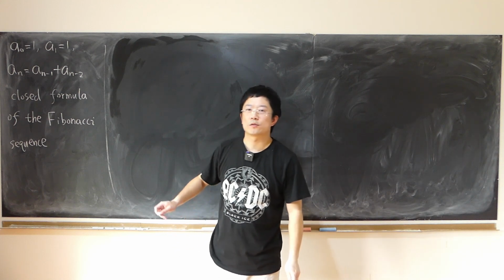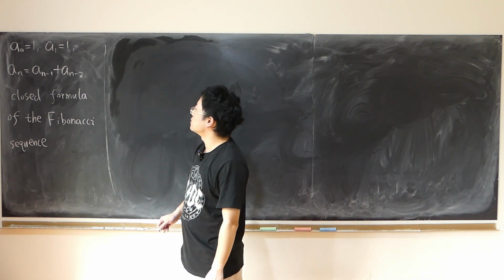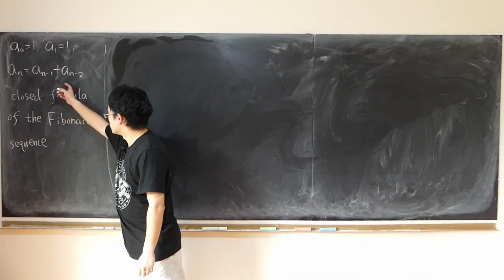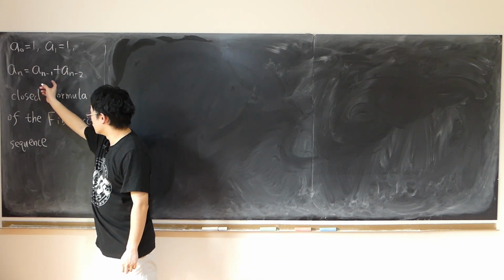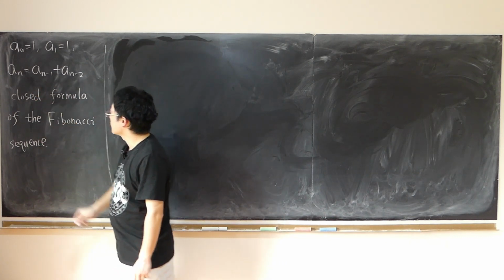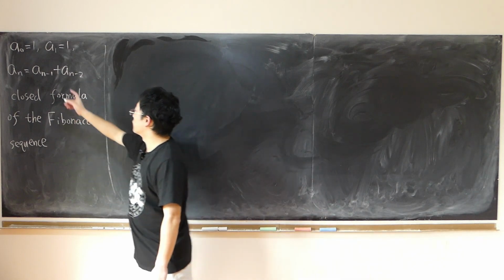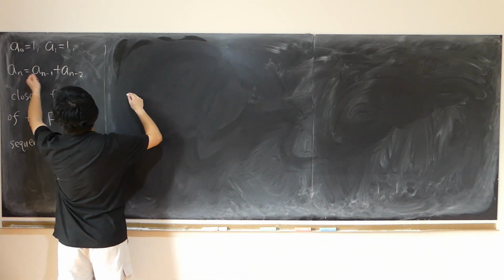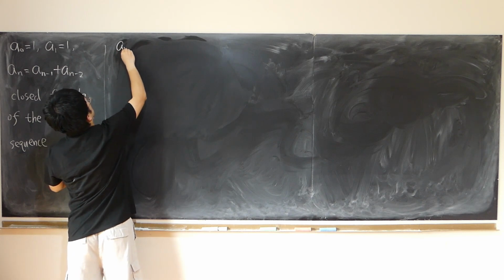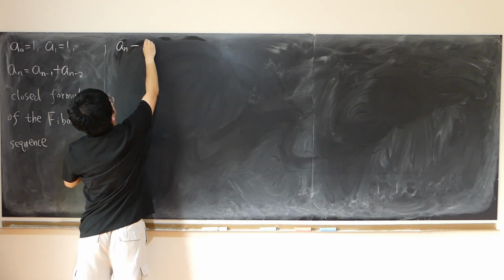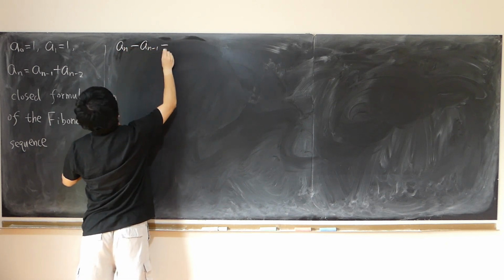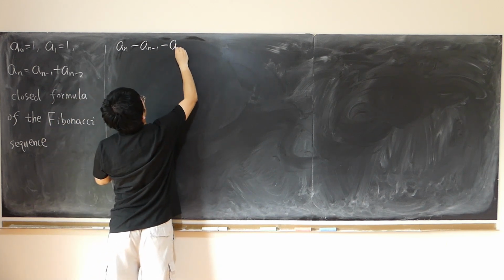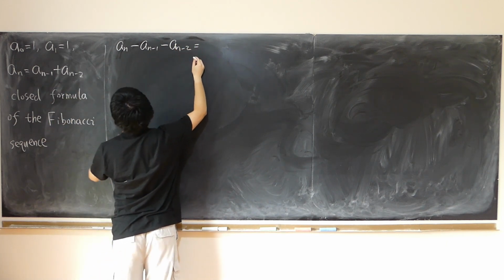Let's calculate the closed formula of the Fibonacci sequence. The recursive relation is that the general term is equal to the sum of the previous two terms, and the first two terms are both 1. To rewrite this recursive relation, a_n minus a_(n-1) minus a_(n-2) is equal to 0.